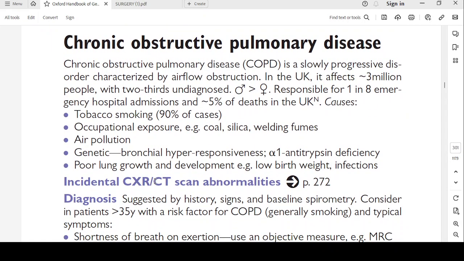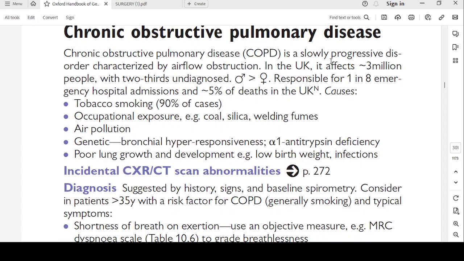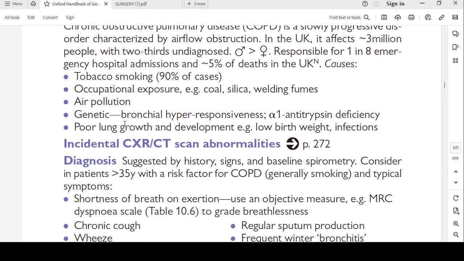Chronic obstructive pulmonary disease. Chronic obstructive pulmonary disease (COPD) is a slowly progressive disorder characterized by airflow obstruction. In the UK, it affects around 3 million people with two-thirds undiagnosed, males more than females, responsible for one-eighth of emergency hospital admissions and 5% of deaths in the UK. Causes are tobacco smoking (90% of cases), occupational exposure like coal, silica or welding fumes, air pollution, genetic bronchial hyperresponsiveness, alpha-1 antitrypsin deficiency, and poor lung growth and development, for example low birth weight or infections, or incidental chest X-ray or CT scan abnormalities.